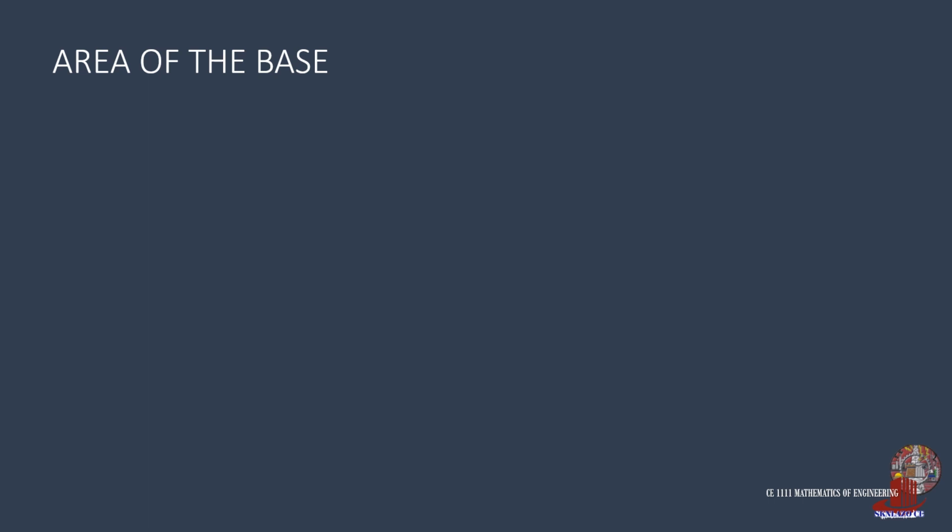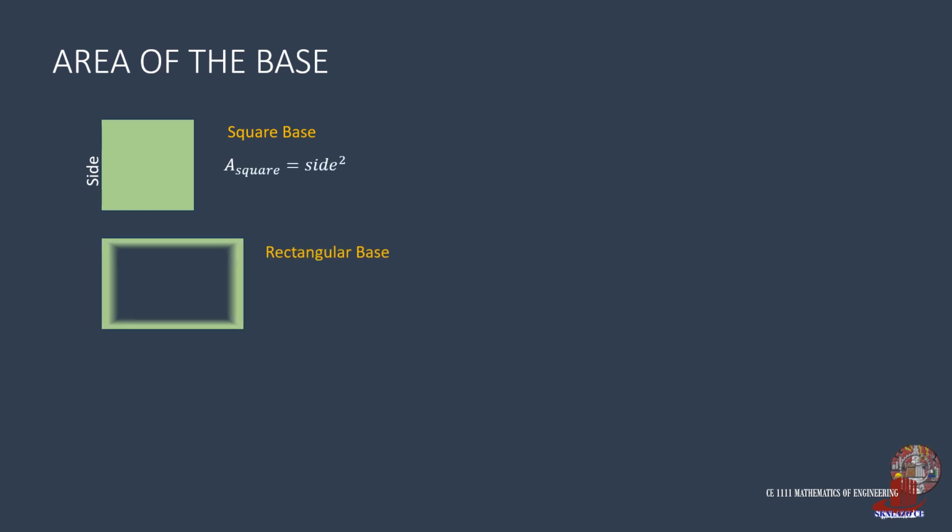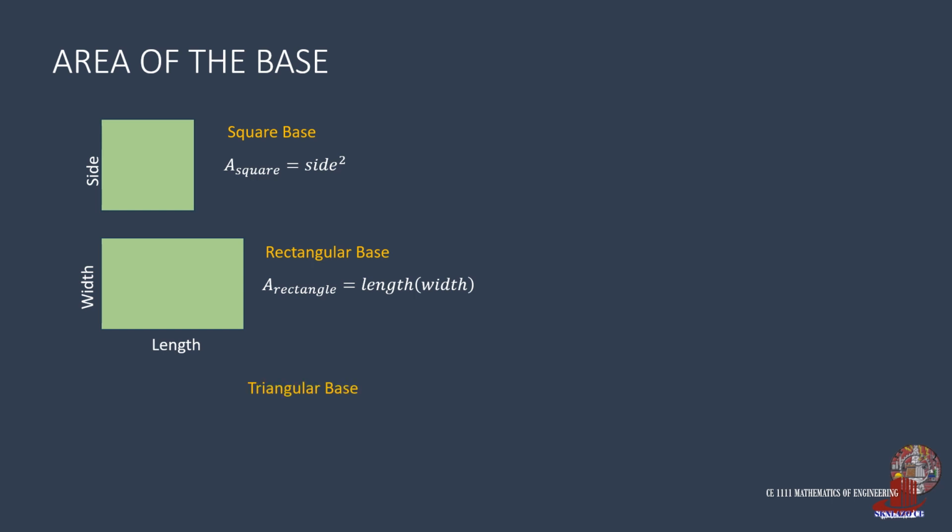With so many polygons for bases, let's review the different equations for their areas. For a square base, with each side of the polygon labeled as side, the area is the square of the side. A rectangular base has elements of length and width, so the area of a rectangle is the product of length and width. The third is a triangular base with components of base and vertical height. So the area of a triangle is half of base times height.